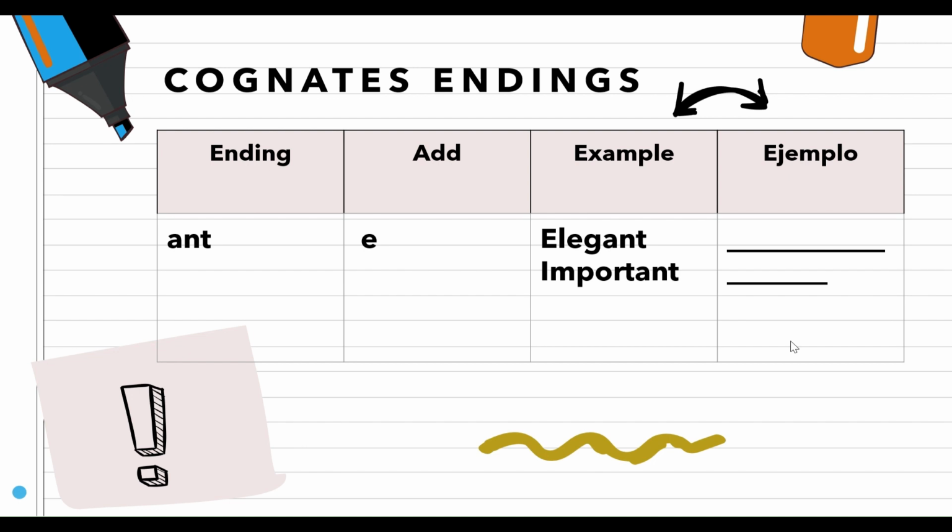Next. What happens if the ending is ANT? We're going to add the letter E at the end. So we have the first one, elegant. We're going to add the E, and in Spanish it will look like this, elegante. Next one, important. Adding the E, in Spanish it will sound importante.